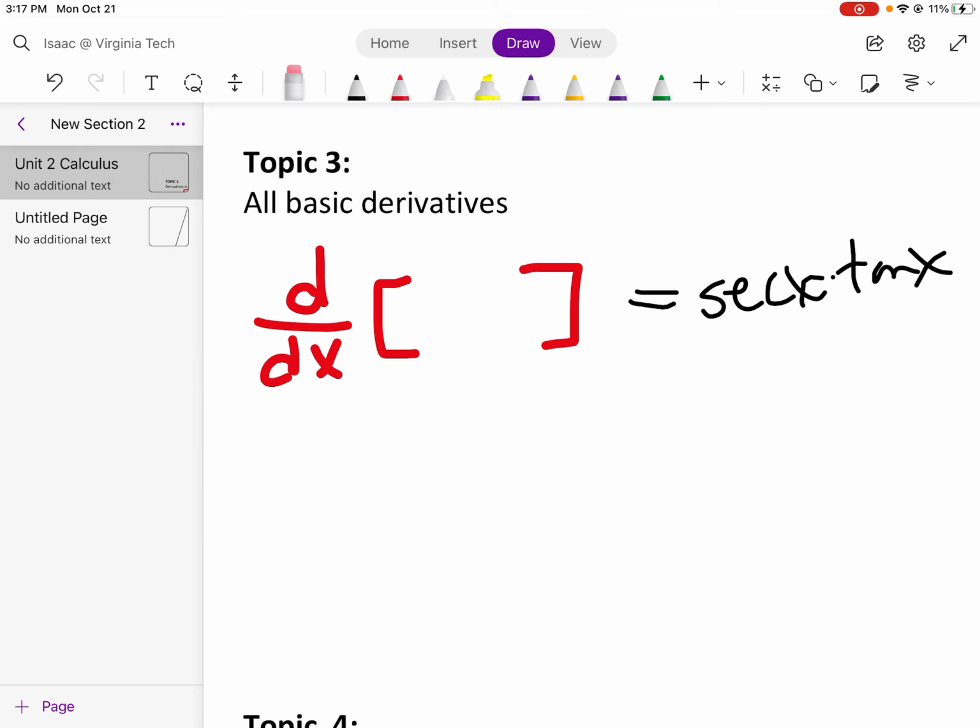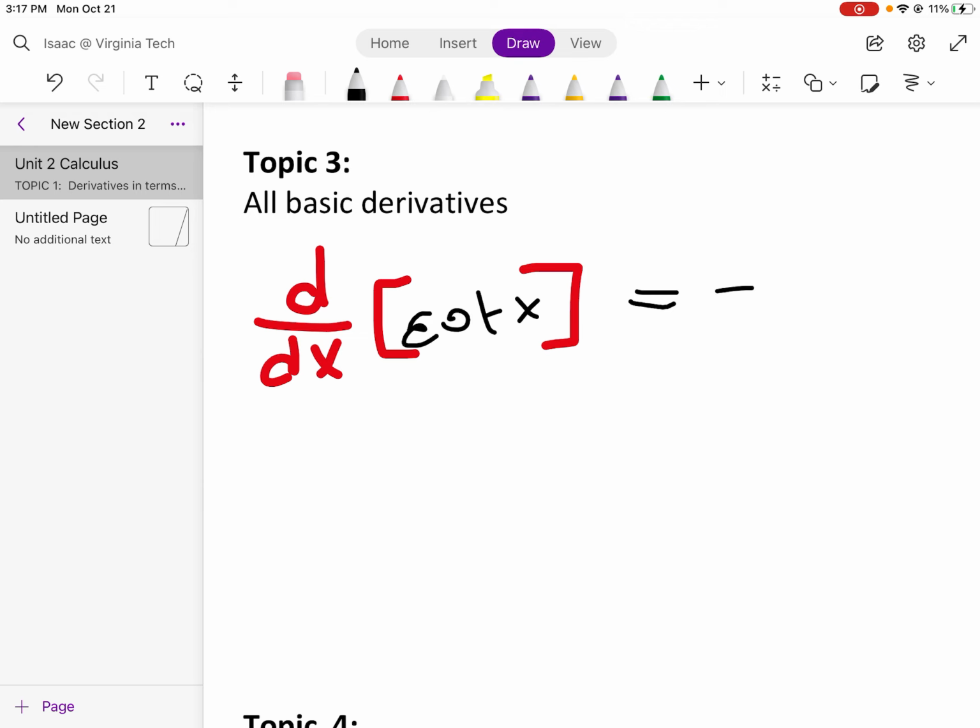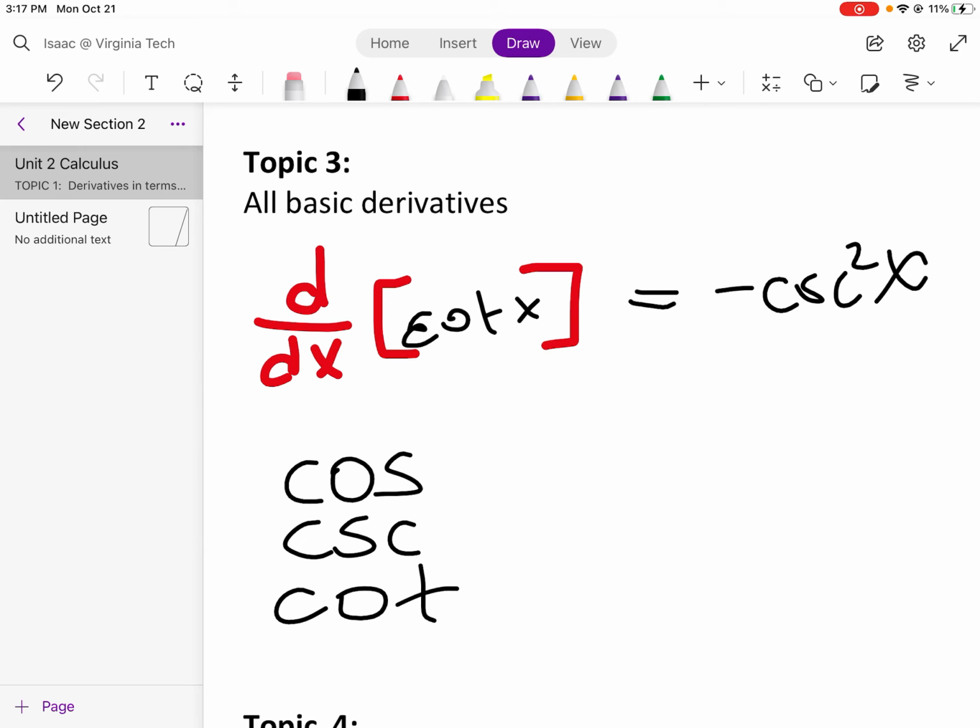And then the last one is cotangent x, and it is negative cosecant squared x. Now here's the little cheat. Cosine, cosecant, cotangent, those all begin with C. All of those always have negative derivatives. That's a little way that you can help to not forget your negatives. So those C's have the negative, and then the other ones, sine, secant, and tangent, are positive.